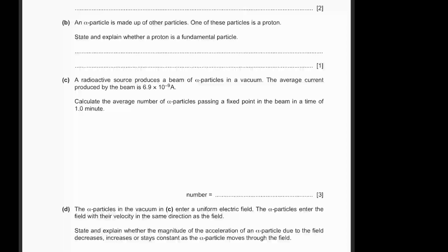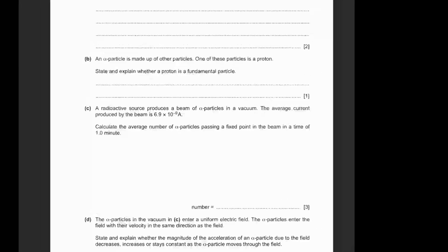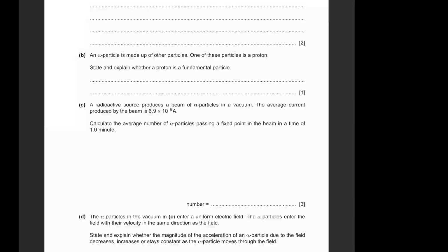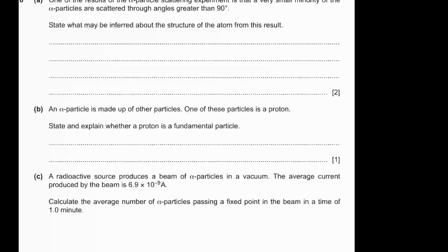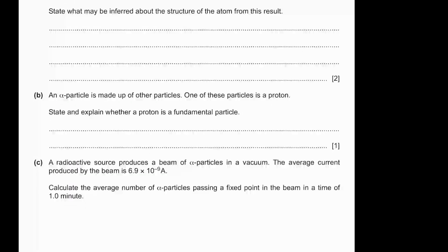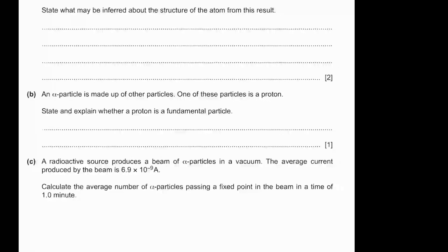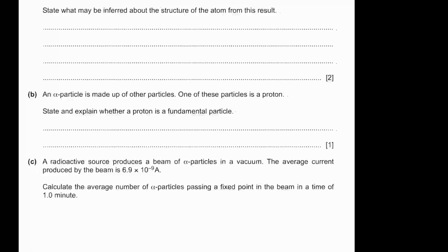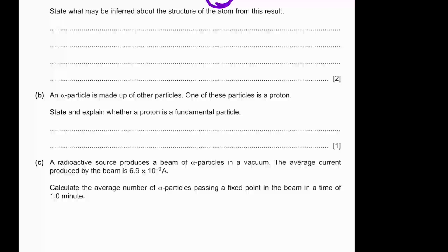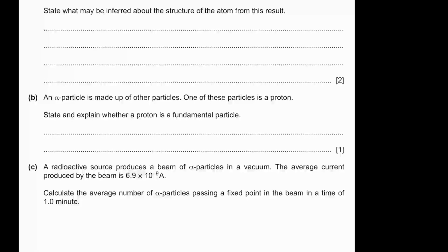Okay, one of the results of the alpha particle scattering experiment is that a very small minority of the alpha particles are scattered through angles greater than 90 degrees. State what may be inferred about the structure of the atom from this result. So more than 90 degrees, a very small minority of the alpha particles is deviated through an angle greater than 90. So what can we say based on this?